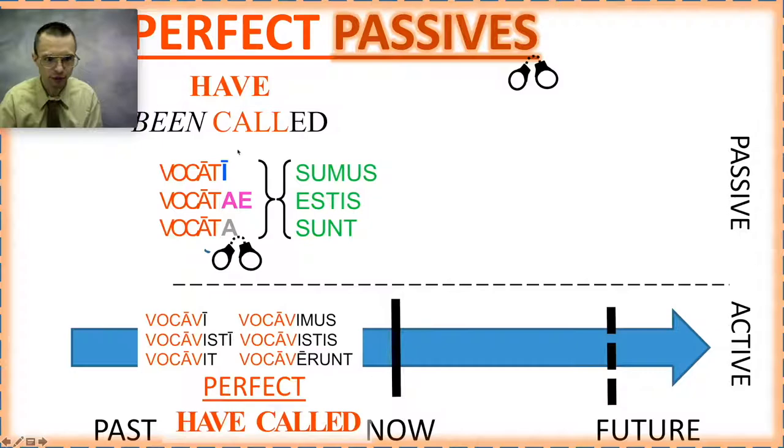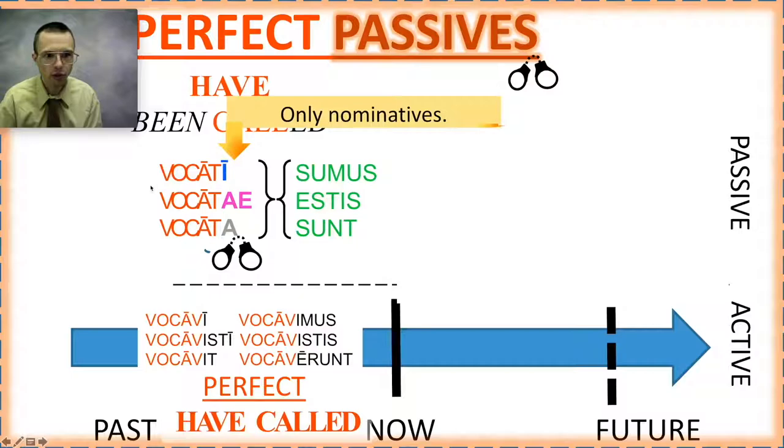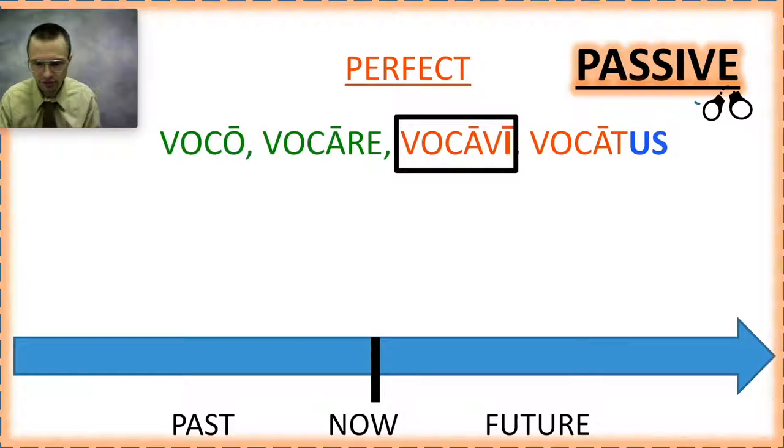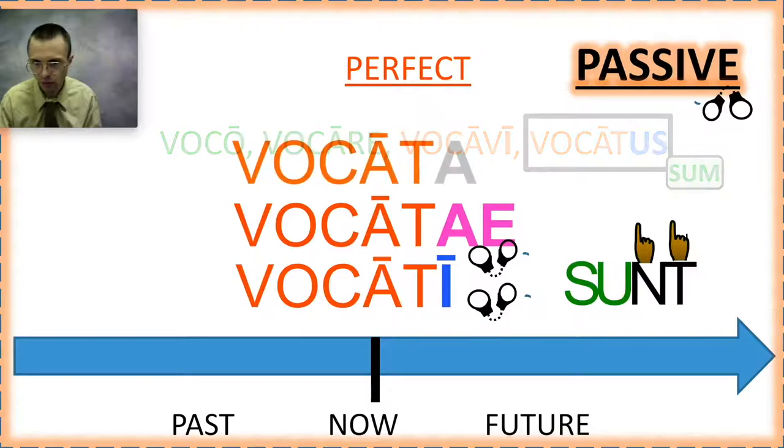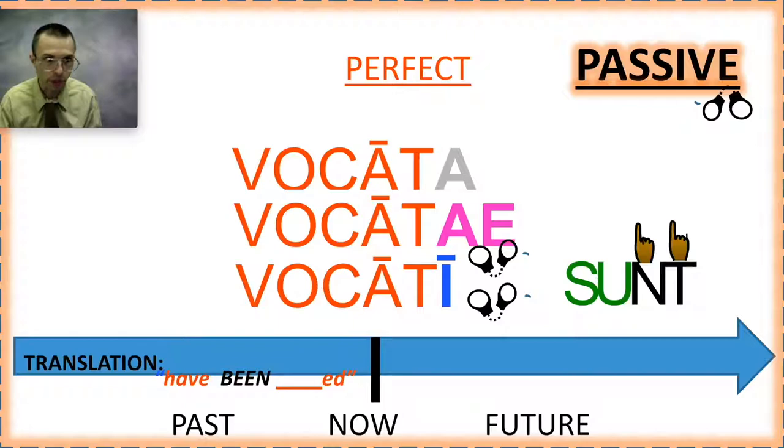Notice that although vocātī, vocātae, and vocāta are participles and could decline in any of the cases, numbers or genders, like vocātīs or vocātōrum, when it's used with sum, then you have to have the nominative, because only a nominative can be the doer of sum. So that's why when this gets used as part of a verb, it must have a nominative ending. All right, and so let's see how this constructs. The active was like that. The passive is going to be like this. And vocātus sum, you are called, he, she, it is called, we are called, y'all are called, and they are called. Add on the feminine or the neuter optionally. And the translation of this is going to be has or have been called or was called, like that.